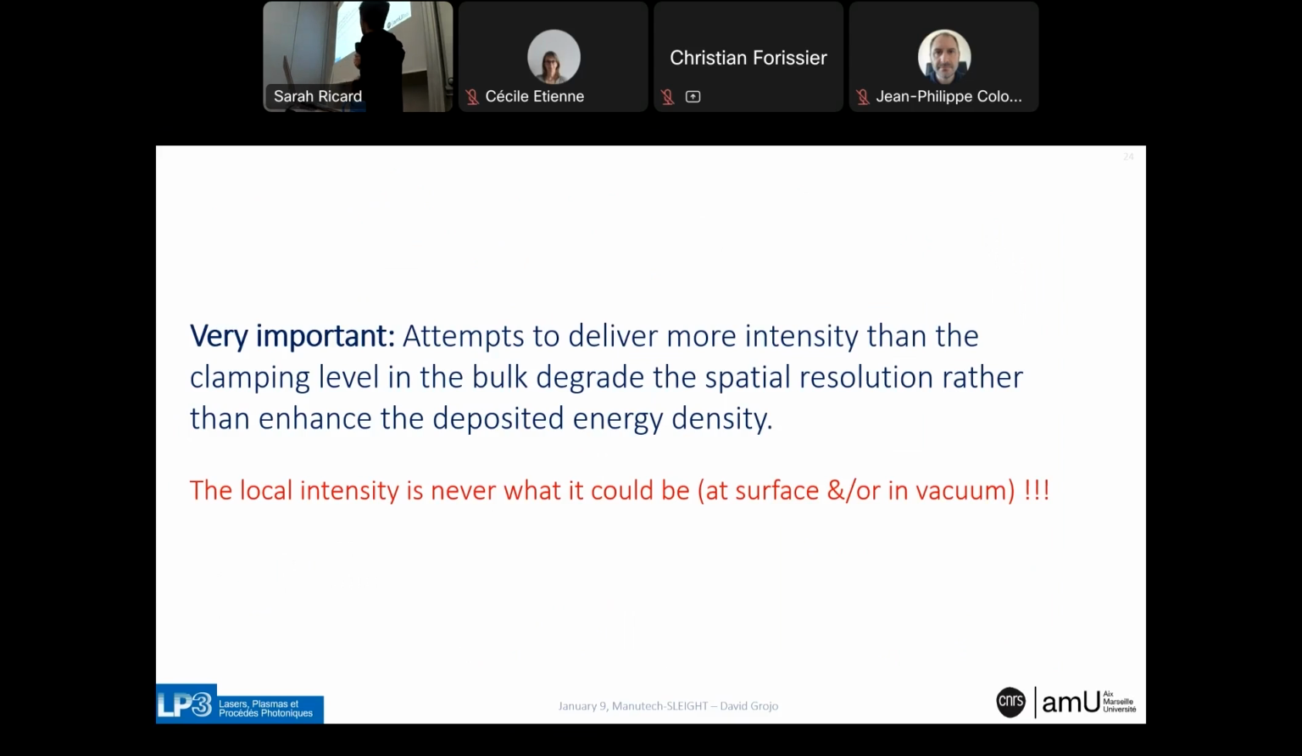In reality, any attempt to deliver more intensity in the bulk by increasing the energy level will simply degrade the resolution. You will interact with more and more material, but you will never enhance the energy density deposited inside the material by increasing the energy above a given level.